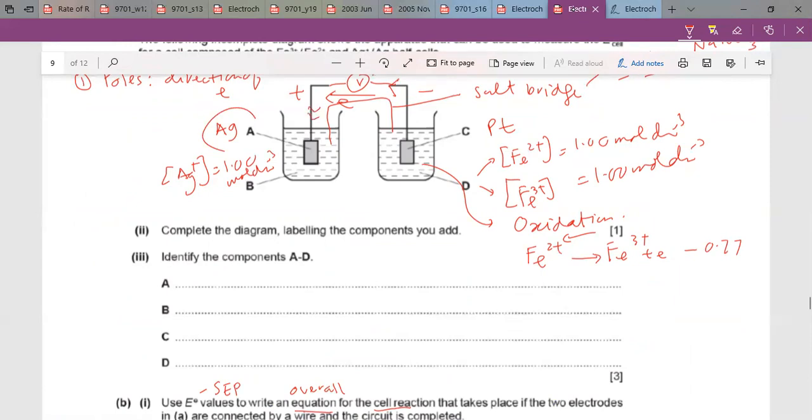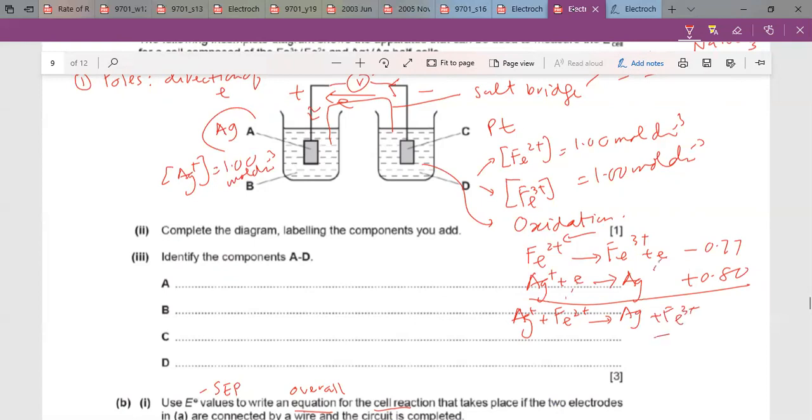Then silver accepts electrons, which means it's undergoing reduction: Ag+ plus electron gives Ag. You don't have to put the states; it doesn't really matter in this case. Originally it is positive 0.80. So you can get two things from this working out: the overall equation, which is Ag+ plus Fe2+ giving Ag plus Fe3+, because you cancel out the electrons.